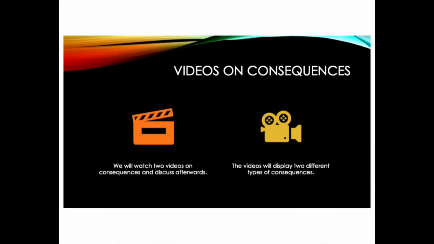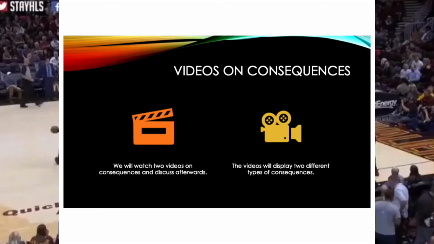So we're going to watch 2 videos on consequences. We're going to watch these 2 videos and discuss afterwards. The videos will display 2 different types of consequences. So we're going to discuss each video after it comes up. The first video is about a basketball player named J.R. Smith, and he does something and it elicits a consequence, and we're going to talk about what happened in the video after we watch it. So enjoy.